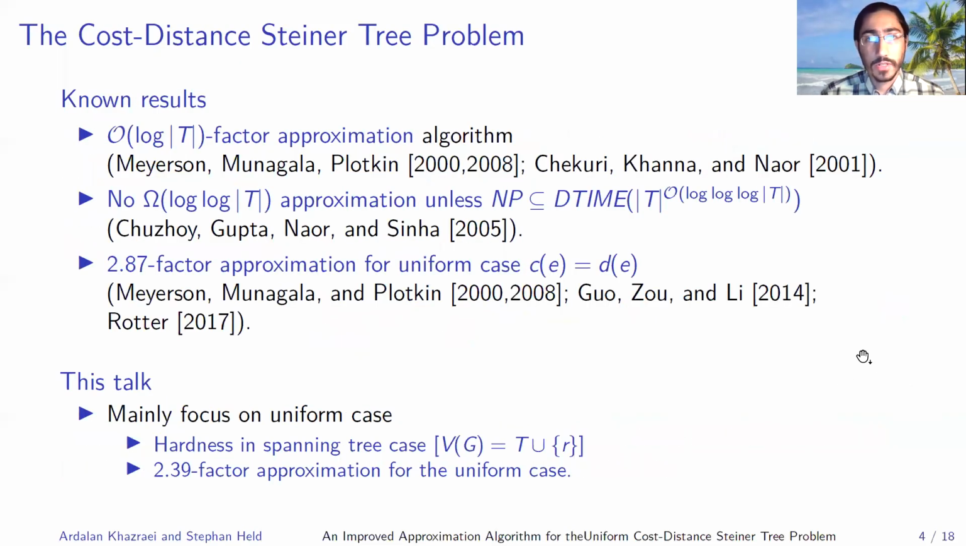Previous known results for the cost-distance Steiner tree problem include an O(log t) factor approximation, an Omega(log t) inapproximability result, and a 2.87 factor approximation for the uniform case, that is, when the edge costs are equal to edge delays for all edges throughout the entire graph. Now, in this talk, we will mainly focus on the uniform case and first prove that it remains NP hard in the case where all vertices other than the root are terminals, and then improve upon the constant factor approximation.